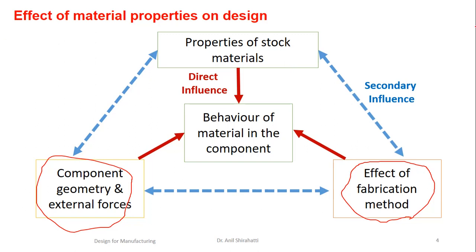But if you see the properties of the stock on the fabrication or component, they are of secondary influence. For example, if I use a stock of material, for example aluminum, or let's say stainless steel, about their manufacturing, the different types of stress concentration will not have much effect compared to their influence on the behavior of the material or the component.